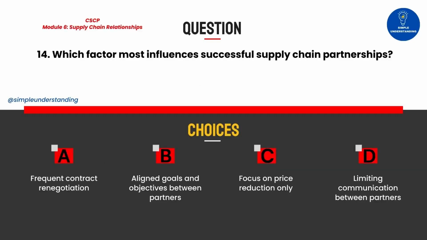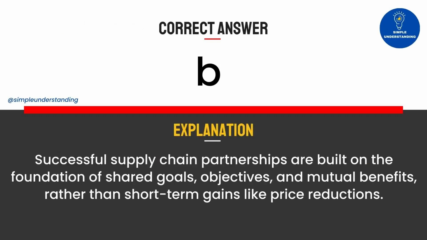14. Which factor most influences successful supply chain partnerships? A. Frequent contract renegotiation. B. Align goals and objectives between partners. C. Focus on price reduction only. D. Limiting communication between partners. Correct answer: B. Explanation: Successful supply chain partnerships are built on the foundation of shared goals, objectives, and mutual benefits, rather than short-term gains like price reductions.